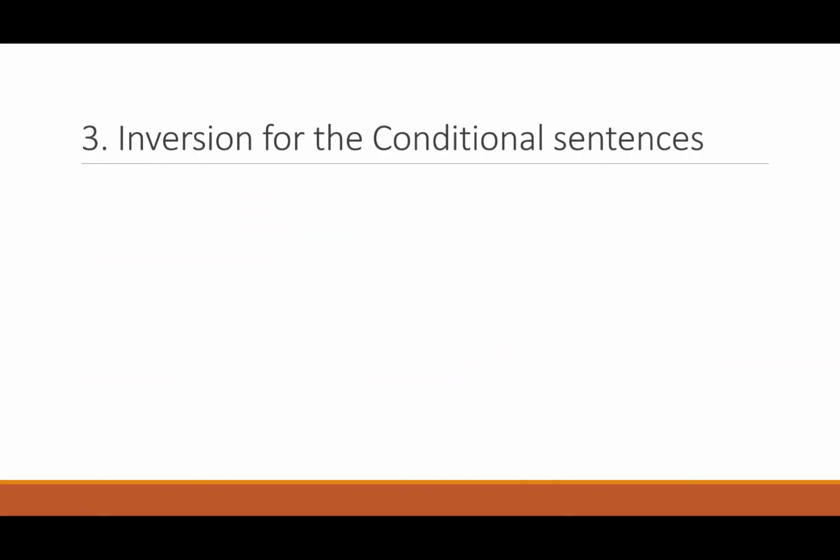Inversion can be used for conditional sentences as well. Let's start from the first conditional. Look at the example below. If I have the time, I will help you. Conditional sentences are divided into two parts, the if clause and also the main clause. When you turn conditional sentences into inversion, what you change into inversion is the if clause. For the main clause, you just copy. For the first conditional, the pattern that you have to use is should, subject, verb 1, then copy the main clause. The result becomes should I have the time, I will help you.